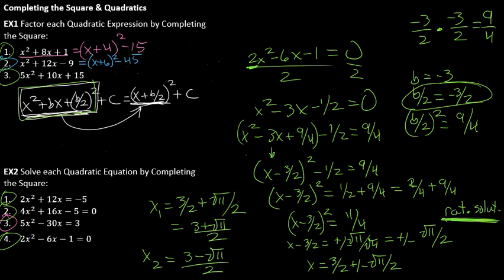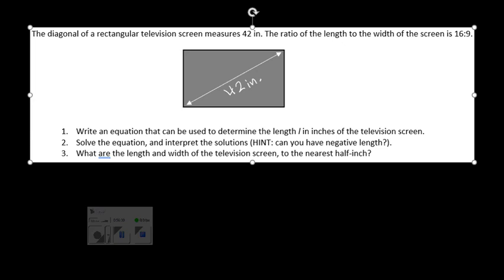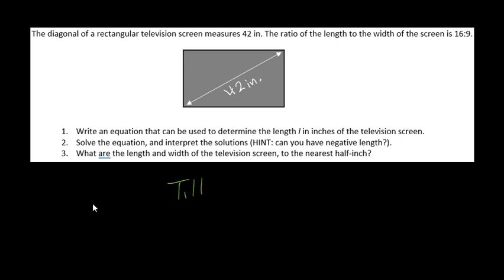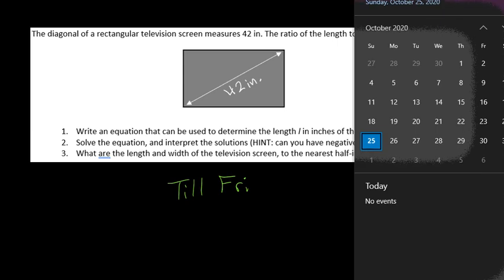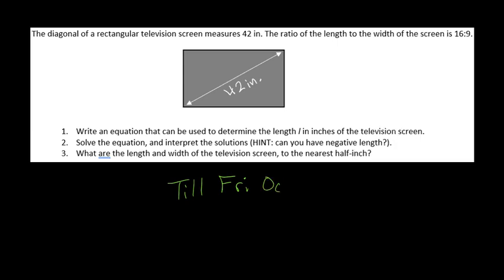Okay, so let me pull up your extra credit. And here it is. Okay, so basically here is the problem that you're going to solve. So number 1, 2, and 3 for extra credit. You have until Friday. Friday is the 30th, the day before Halloween. Okay, this will be 10 points extra credit on our first test.